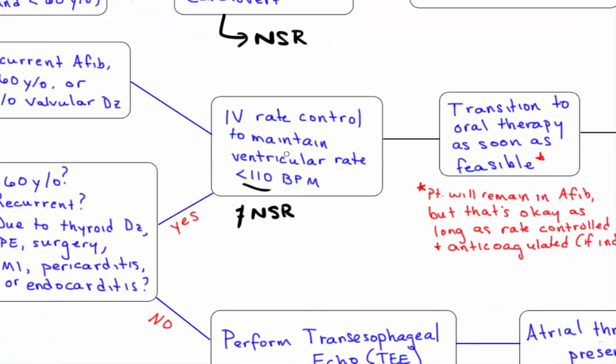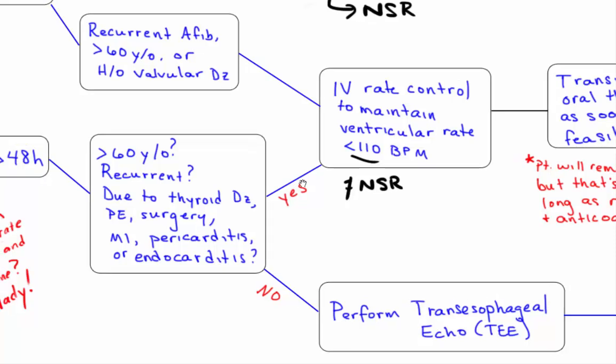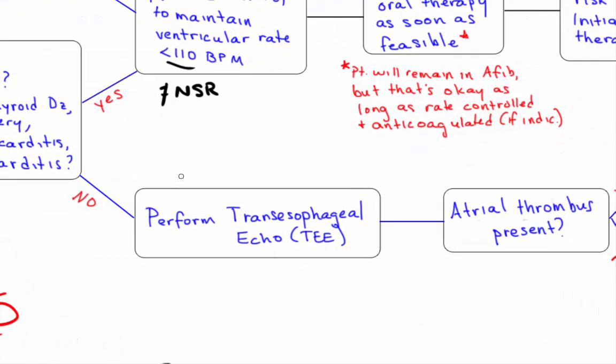So these merge into the same place. We're going to acutely rate control this patient. Now, if they don't meet any of these criteria, so let's say they're younger than 60, it's not recurrent, and it's not due to any of these other causes, if the patient wants to be cardioverted, then we can go ahead and do a transesophageal echo, or a TEE. What this is going to do is look in the atria. It's going to help determine if there are any clots in the atria, so we want to take a look and see if they have that clot.